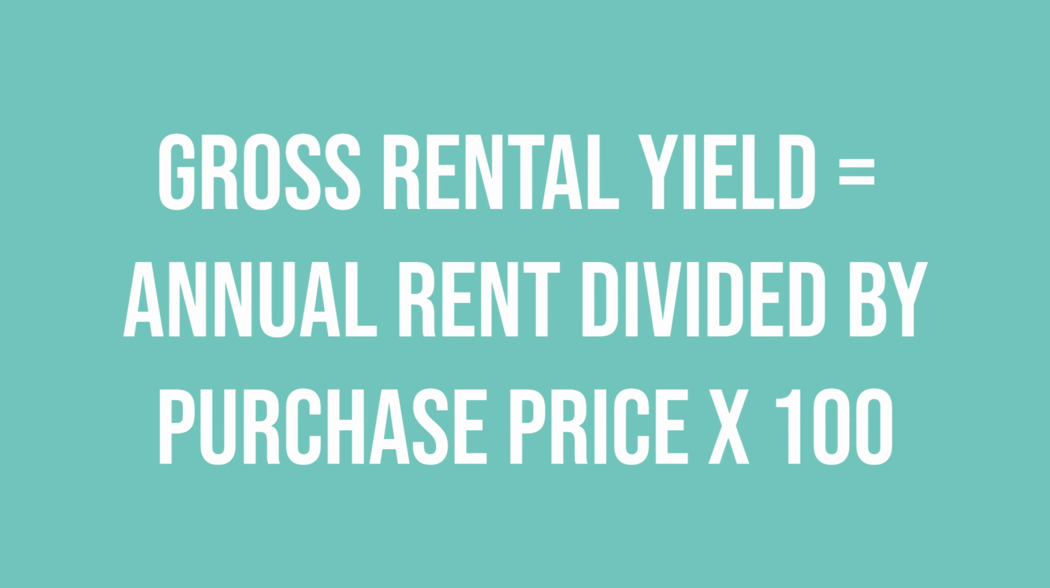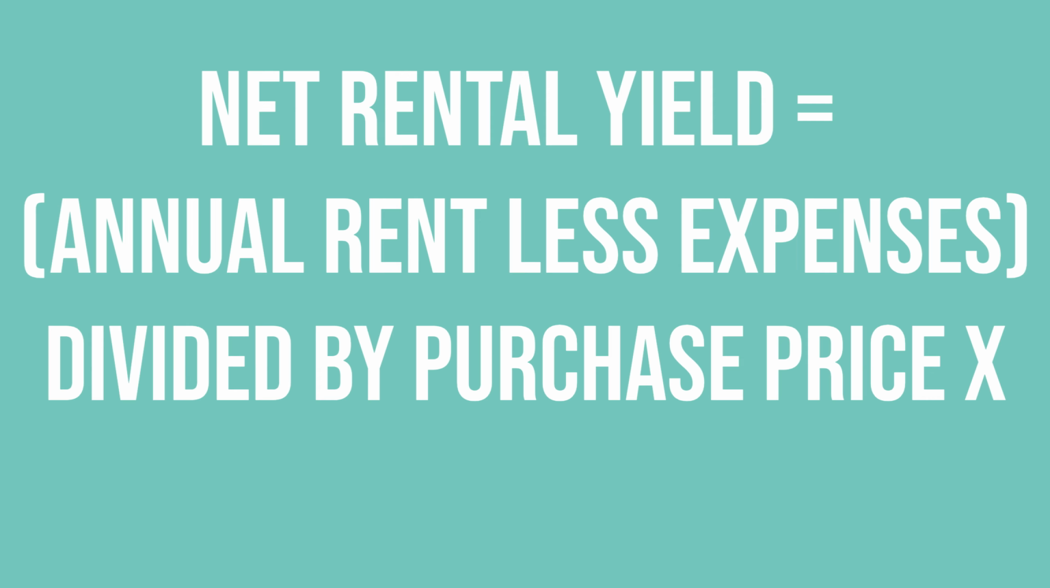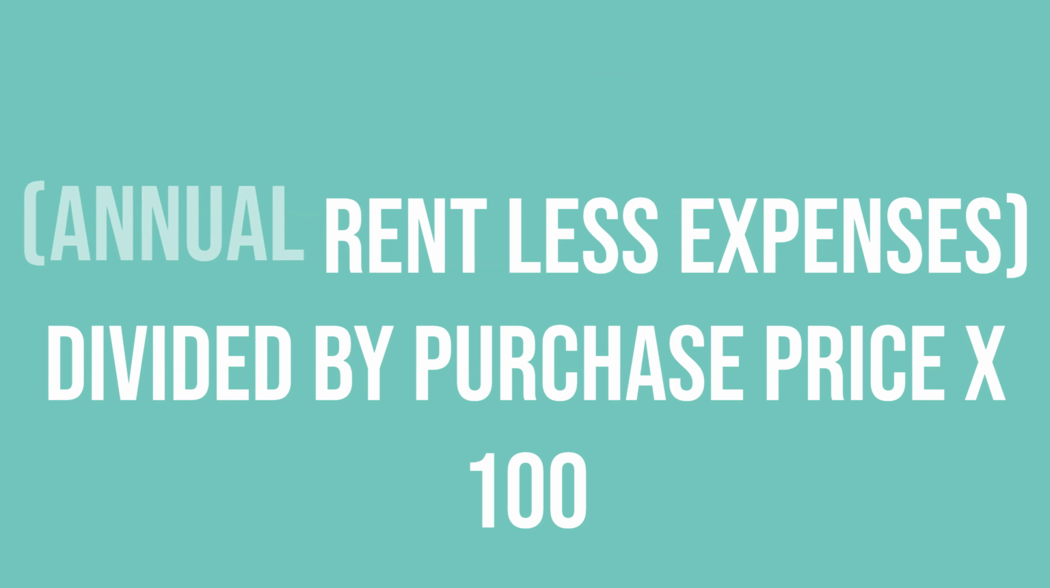Let's try making this simple. Gross rental yield equals the annual rent divided by the purchase price multiplied by 100. Now, this is a useful starting number, but it's ignoring the costs. The net yield equals the annual rent less any annual holding costs divided by the purchase price multiplied by 100. Now, here's a checklist that I want you to use before you fall in love with the gross rental yield figure.